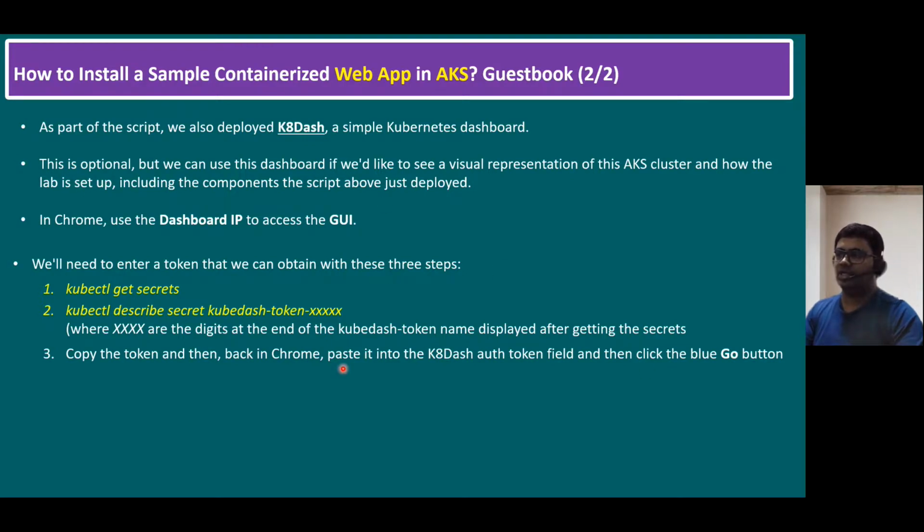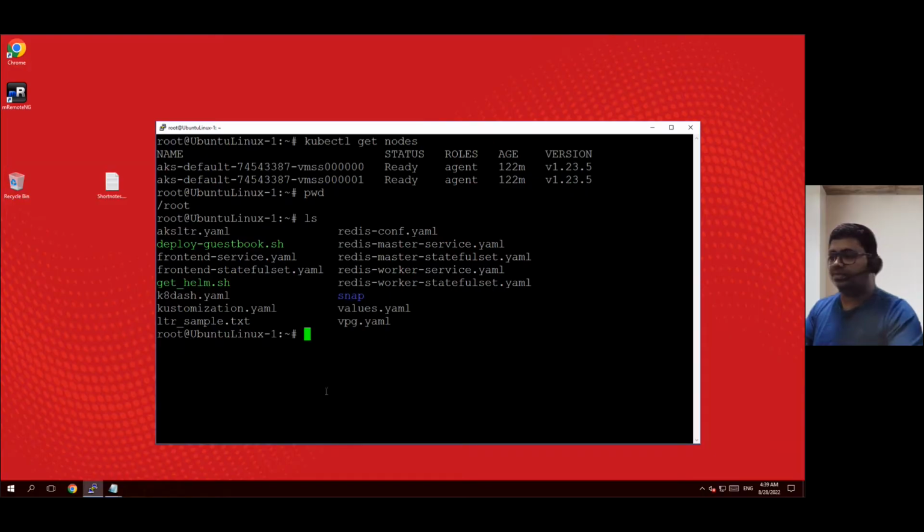First step is we are installing the guestbook application, and second we are testing the guestbook application login page using Chrome, and third step is we are verifying the dashboard, Kubernetes simple dashboard. Okay, so let's quickly jump into the lab and we'll do the first step.